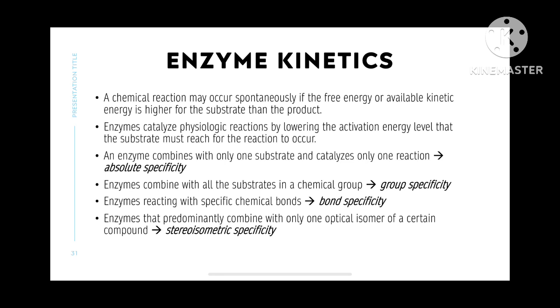Certain enzymes exhibit absolute specificity, meaning that the enzyme combines with only one substrate and catalyzes only the one corresponding reaction. Other enzymes are group specific because they combine with all substrates containing a particular chemical group, such as a phosphate ester. Still other enzymes are specific to chemical bonds and thereby exhibit bond specificity. There's absolute, group, and bond specificity.